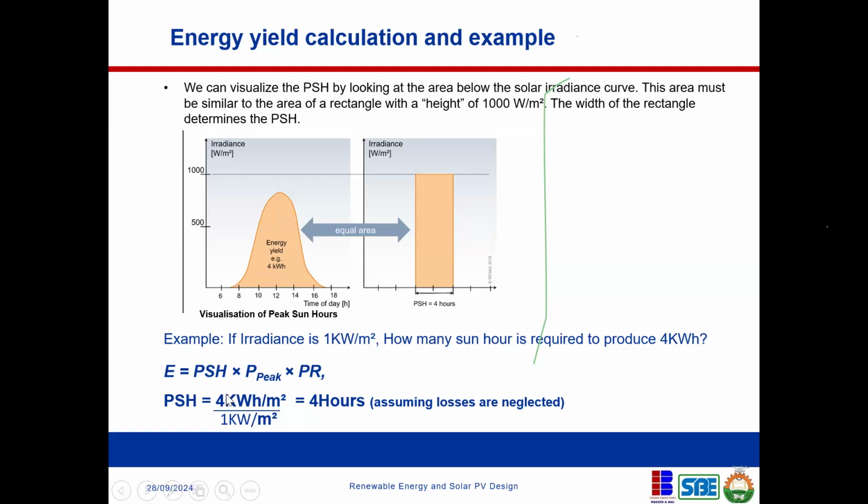Okay, so what are we even asked to calculate? How many hours? So we're looking at the hour. How many sun hours are required to produce 4 kilowatt hours? This question is a little bit tricky. We are looking for the hour in this peak sun hour. So let's make the peak sun hour the subject of the formula. If we move everything to this side, what will happen? The energy yield, which we are given, divided by the peak system and also the performance ratio.